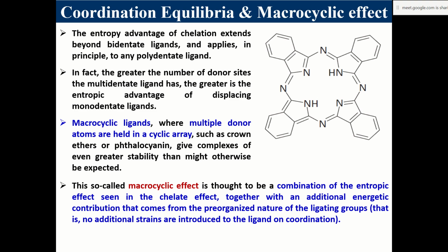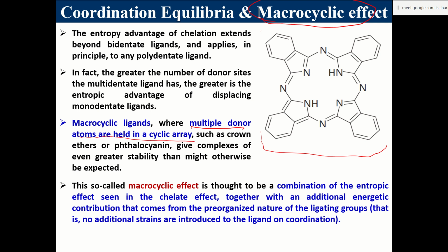Then you also have the macrocyclic effect. This is an extension of the chelate effect. So this is a particular ring that you can see. A macrocyclic ligand is a ligand of this type. This is a macrocyclic ligand. So here the advantage is that they have multiple donor atoms held in a cyclic fashion.